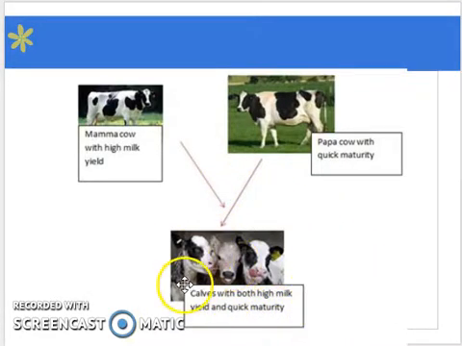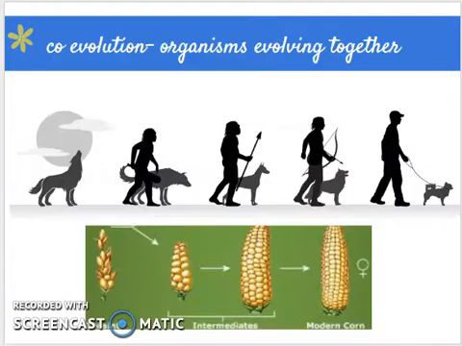As a farmer, this is beneficial to me because they're going to mature faster, which means I can sell their milk sooner. This is an example of species influencing each other's evolution. As humans chose what traits to breed in dogs, they gave back to us and changed our behaviors, and we in turn changed their traits and behaviors as well. This is called coevolution, organisms evolving together.